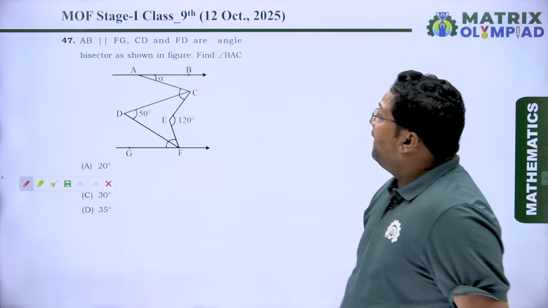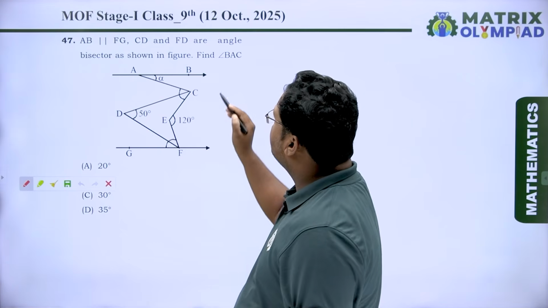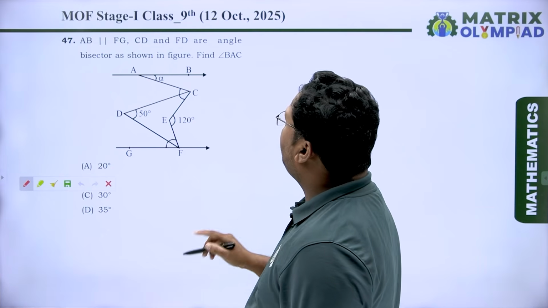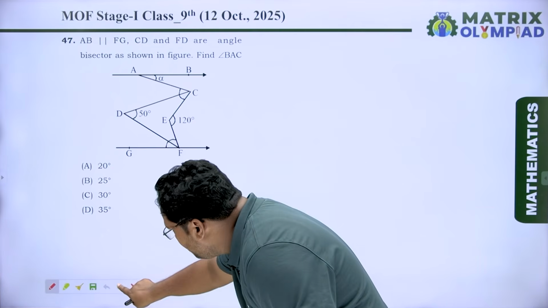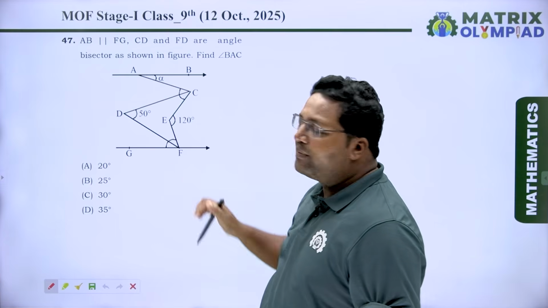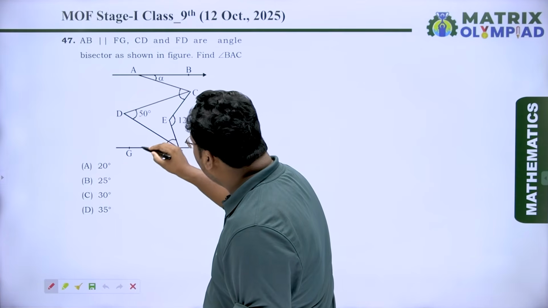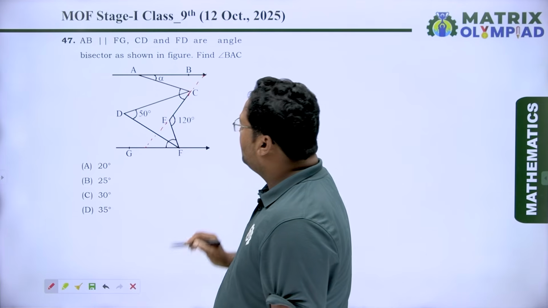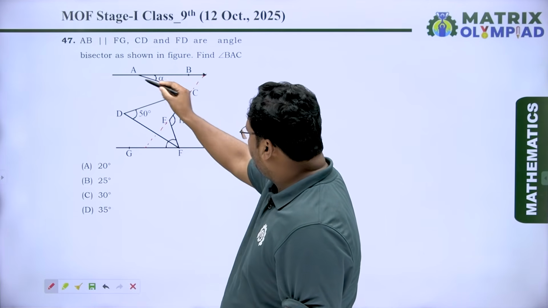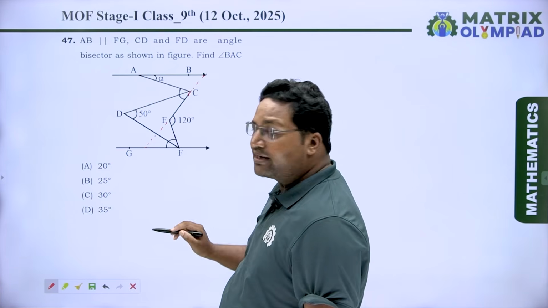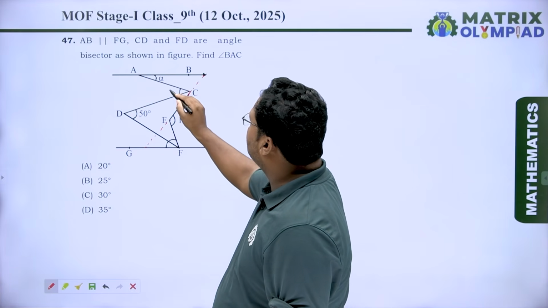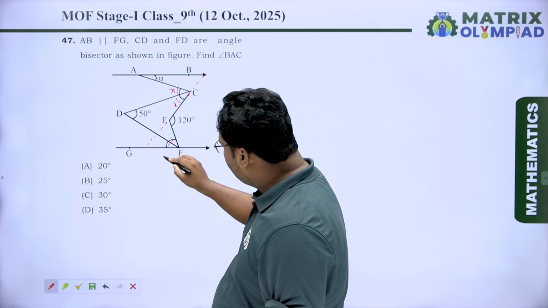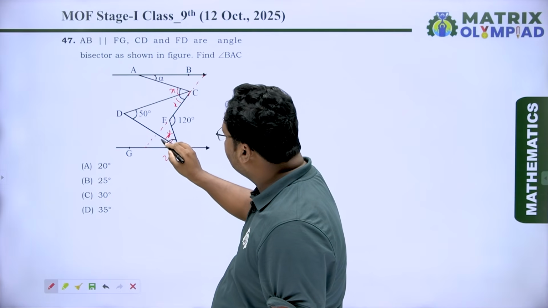The next question: AB is parallel to FG, and CD and FD are angle bisectors as shown in the figure. Find angle BAC. So here you can see these two lines are parallel lines. First of all we have to produce this side EC on both sides. Here you can see angle C and angle F are bisected. So let us assume this angle C is 2x, so this angle is x and this angle is x. Similarly, we assume this angle is 2y, so this is y and this is y.